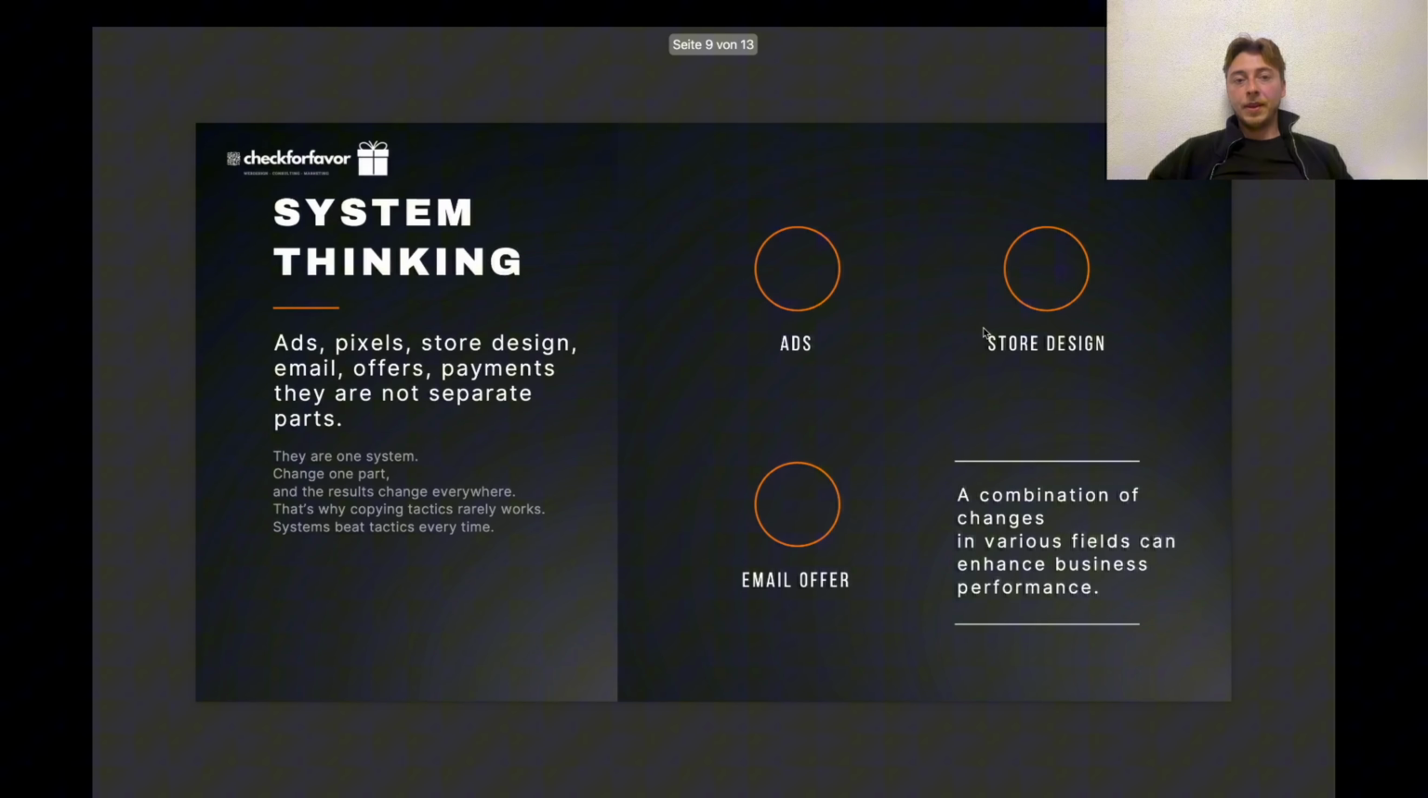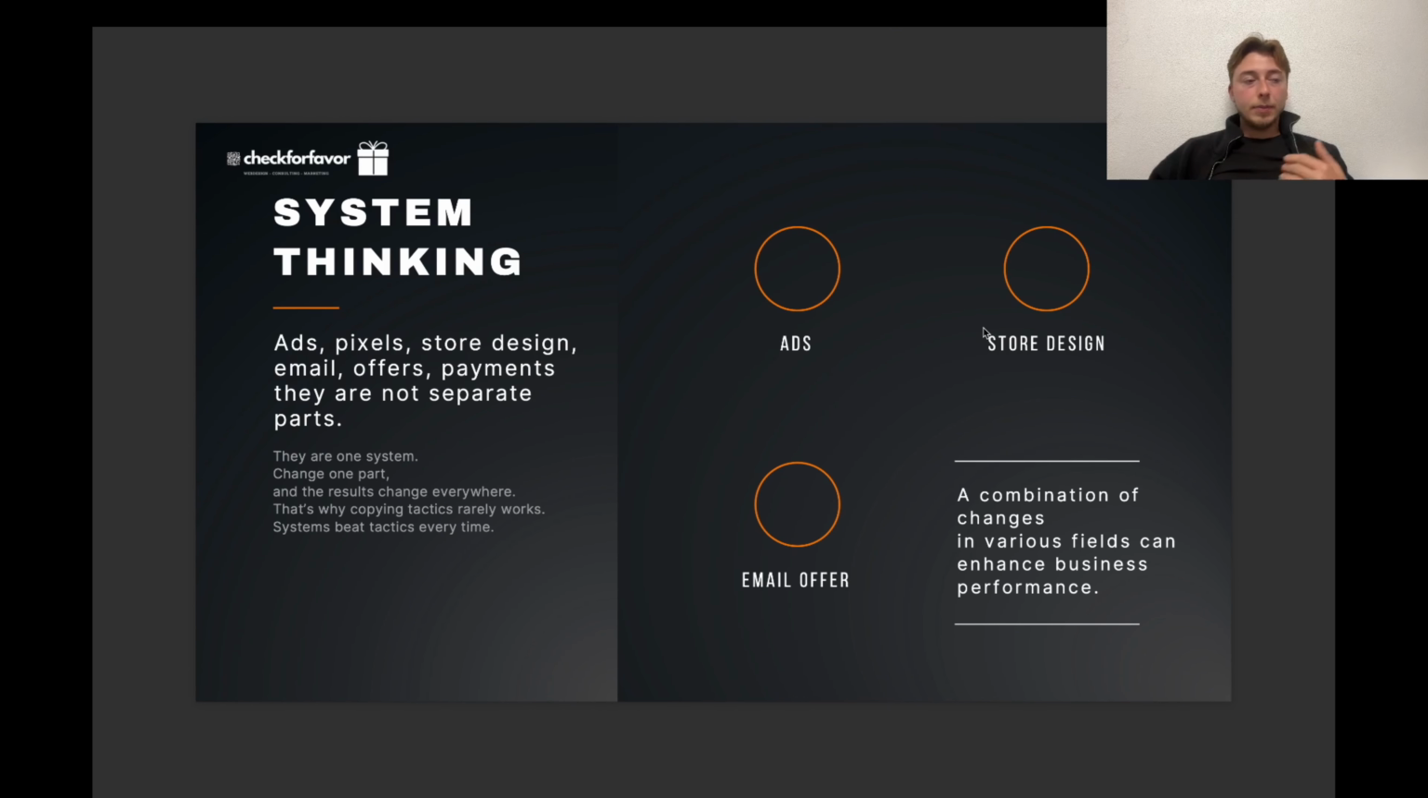All right. Then system thinking. Ads, pixels, store design, email, offers, payments, they are not separate parts. They are one system. Change one part and the results change everywhere. So let's say in Germany, you don't have PayPal. Your results can fluctuate a lot, right? Because people love PayPal.